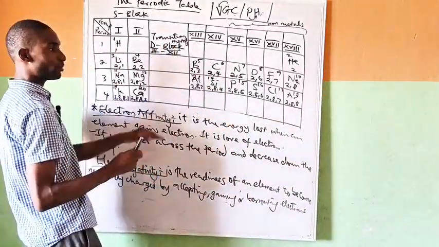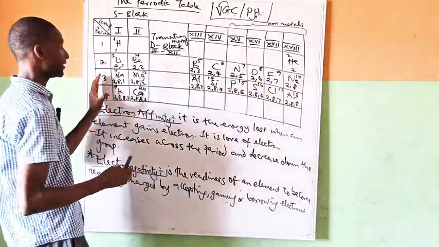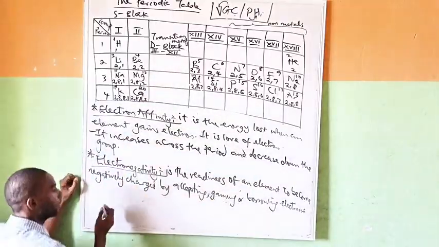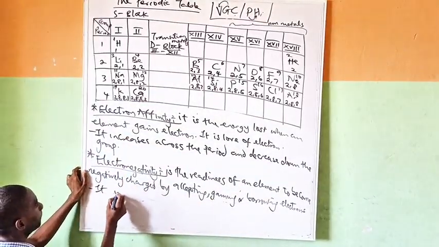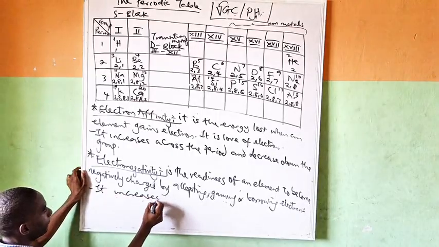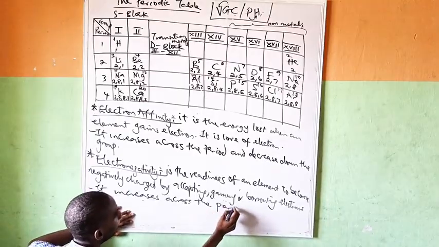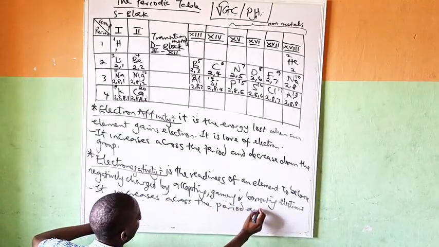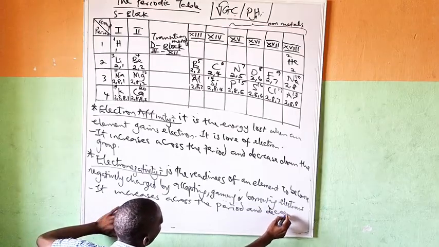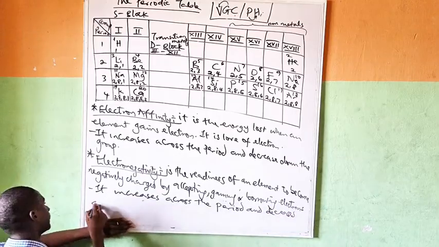So who are the guys that borrow? These guys are borrowers, these guys are givers. Therefore, it increases across the period and decreases down the group.